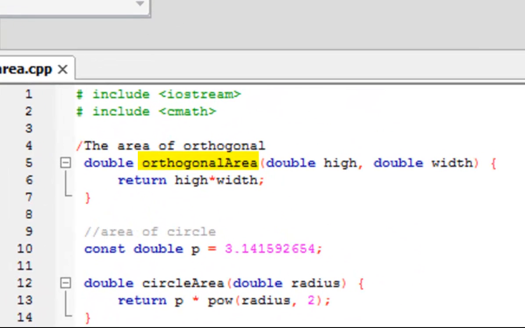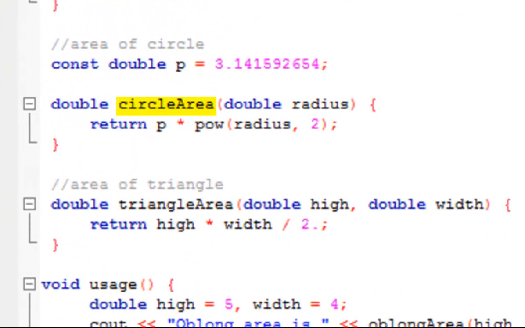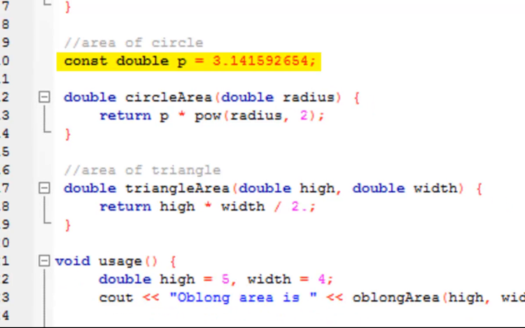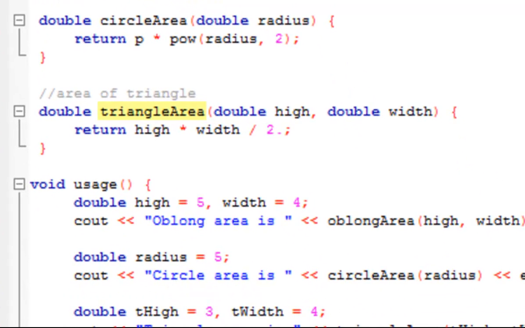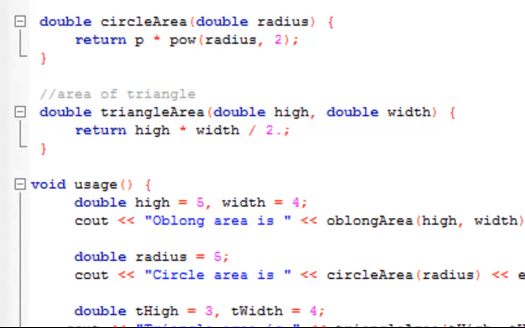For example, orthogonal area is a function. It receives two double parameters. The first represents the height of an orthogonal, the second the width, and returns a double that represents the area. Similarly, circle area calculates the area having as input the radius. It also uses the pi constant, which is equal to 3.14159222654. Finally, triangle area also receives two double parameters, representing height and width accordingly.